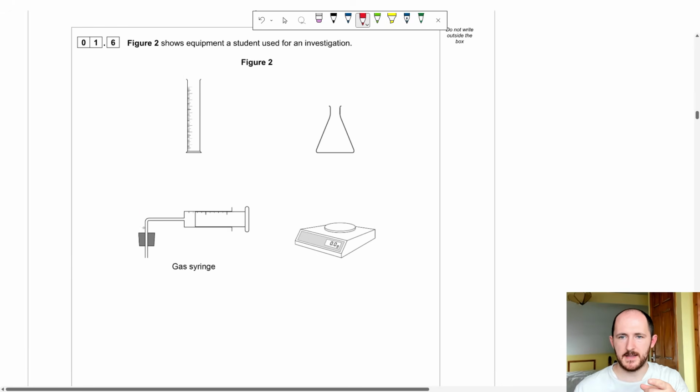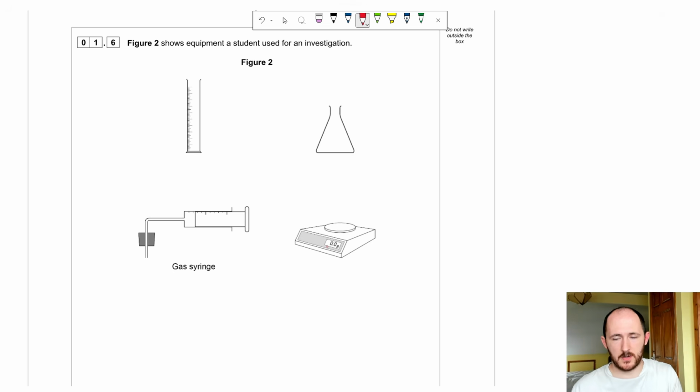So if we look back at what we have here, we have a mass balance to measure the mass of calcium carbonate. That would give us a mark. So use the mass balance to measure 5 grams of calcium carbonate, and then every time you repeat the experiment, add an additional 5 grams. So 5, 10, 15, 20, as an example.